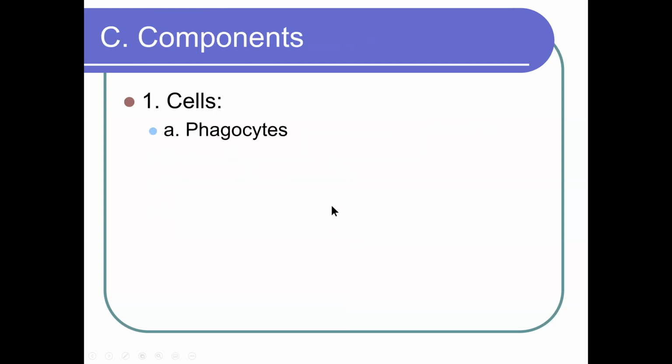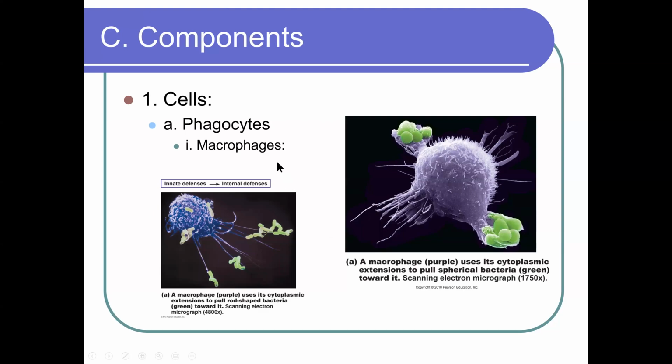Components of the cells are phagocytes. The phagocytes are the macrophages, and this is a scanning electron micrograph, magnification 1750. How they scan it is they put a thin layer of metal. Okay, so when you do a scanning electron micrograph, you're not looking for intracellular detail. What you're looking for is surface detail, because you have put a thin layer of metal on top of this and you are scanning the area.